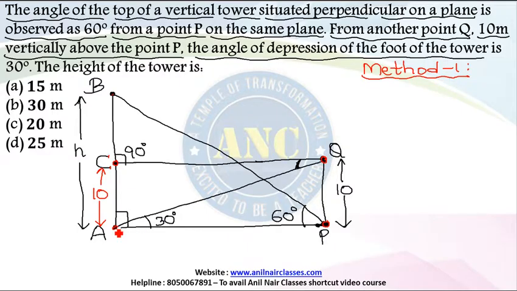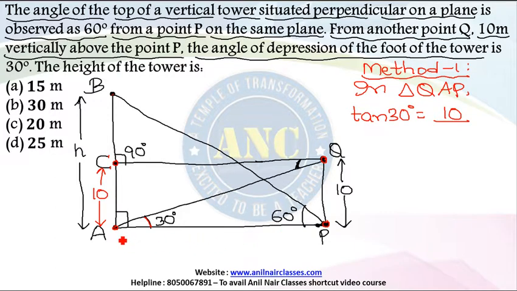The smaller triangle is QAP. I will first assume that triangle. In right angle triangle QAP, the angle is 30 degrees in this case. Apply tangent of that angle. Tan 30 is opposite over adjacent. Opposite is PQ. PQ value is 10, divided by the adjacent, which is AP.